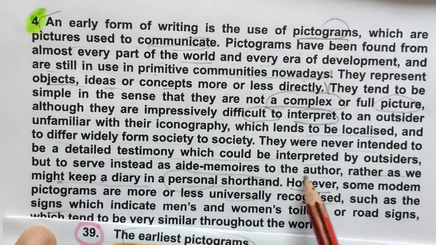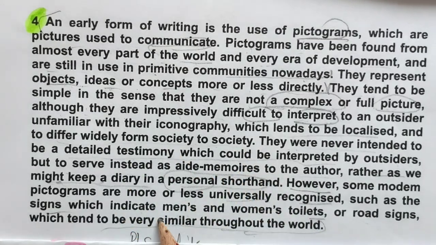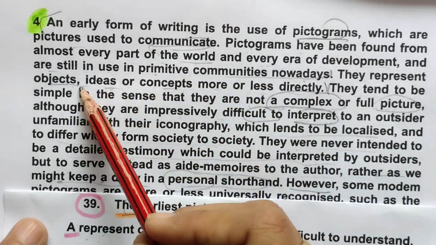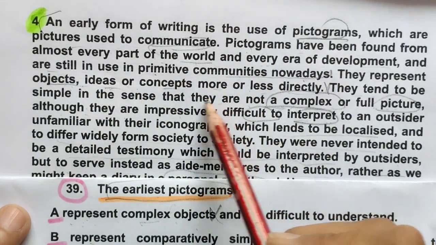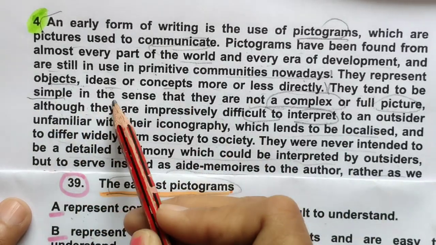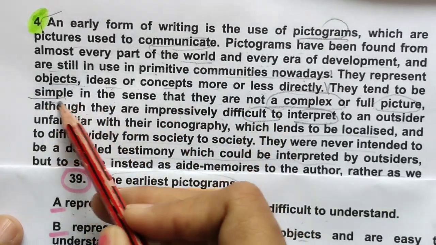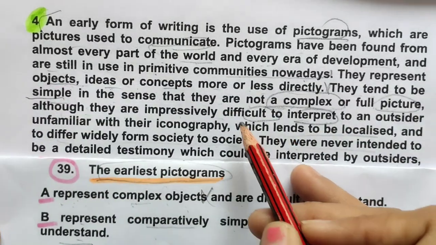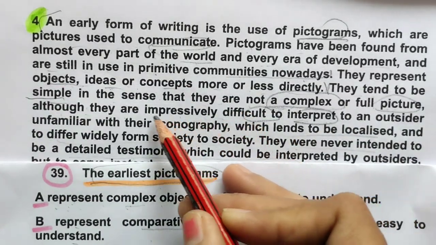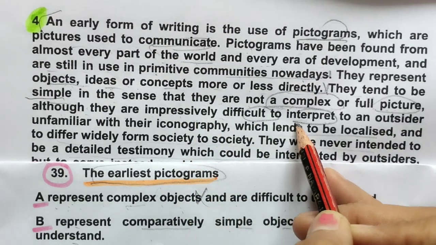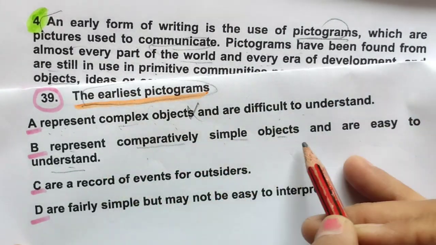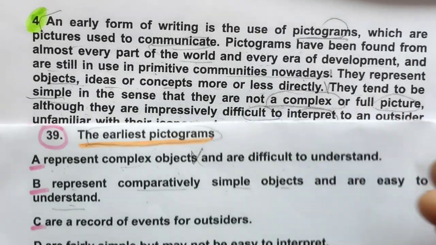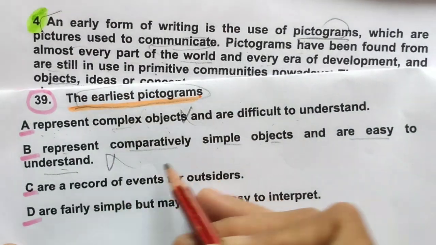They tend to be simple in the sense that they are not complex. So this is not. Represent comparatively simple objects and are easy to understand. So easy to understand, it is not there. Impressively difficult to interpret means difficult to understand. Here they are saying easy to understand. So this is also wrong.